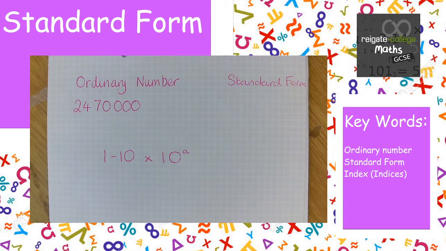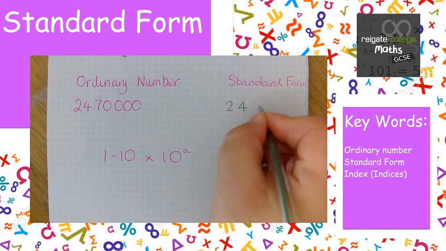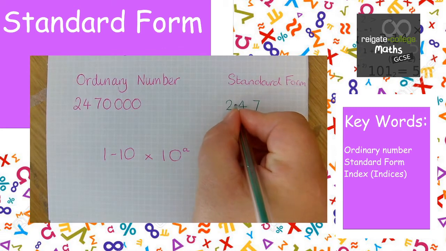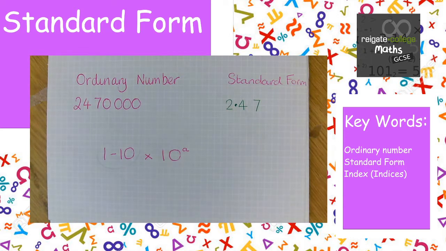Using the figures of the number I've got, I have 2, 4, 7. If I was going to turn those numbers into a number between 1 and 10, I've got a number of choices as to where to put my decimal point. If I put it there, my number would be far greater than 10. If I put it here, my number would be less than 1. So by putting my decimal point here, I can comply with this part of the formula, a number between 1 and 10.